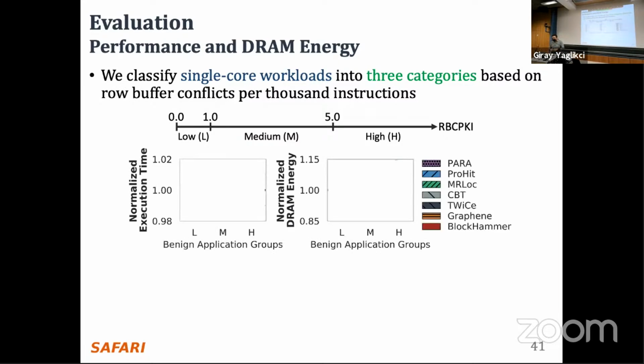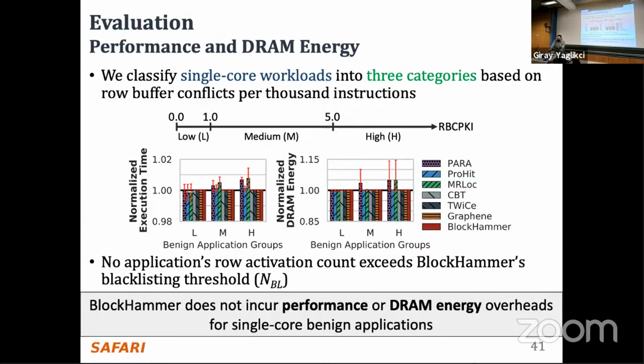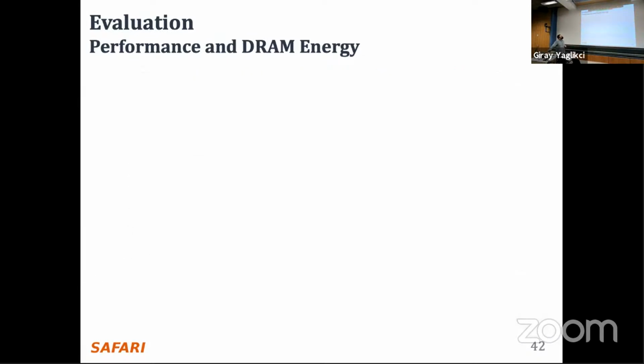We evaluate the performance and DRAM energy consumption for BlockHammer and 6 state-of-the-art RowHammer mitigation mechanisms. We observe that no application's row activation count exceeds BlockHammer's blacklisting threshold when it is run in a single thread. Therefore, BlockHammer does not change the performance or DRAM energy consumption for single-core benign applications. It is similar to some other state-of-the-art mechanisms; the overhead is practically 0.